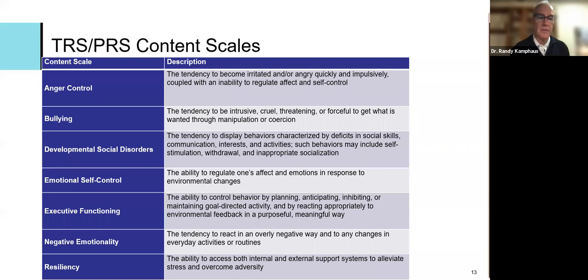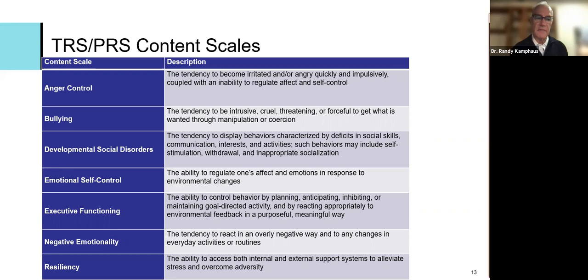So we're trying to capture some of those temperamental variables that are very important to understand, particularly for prognostic purposes and for treatment purposes as well. And resiliency, a very important construct. However, I'd like to spend much of my time on this slide discussing the developmental social disorder scale.